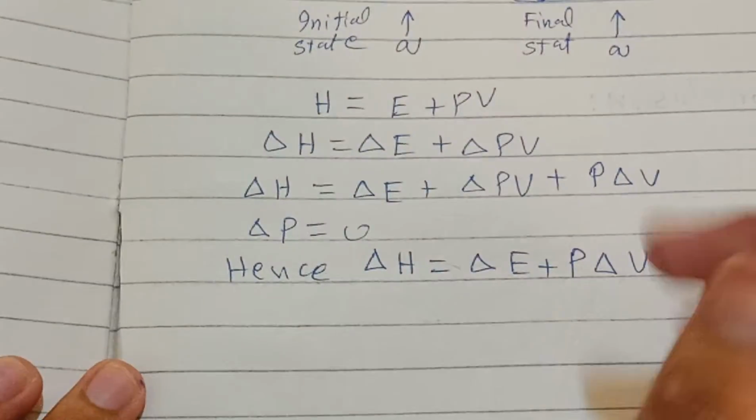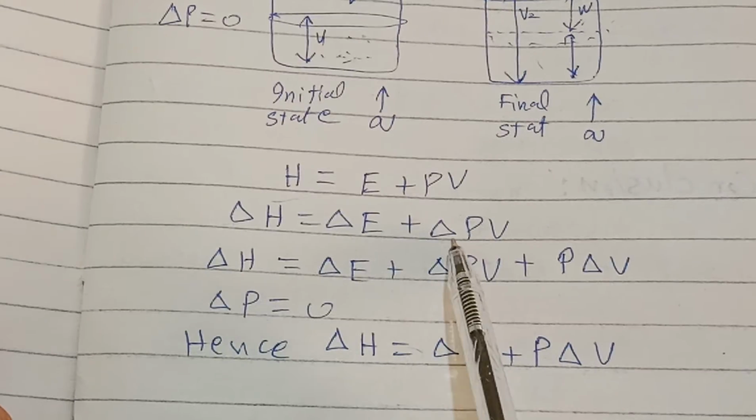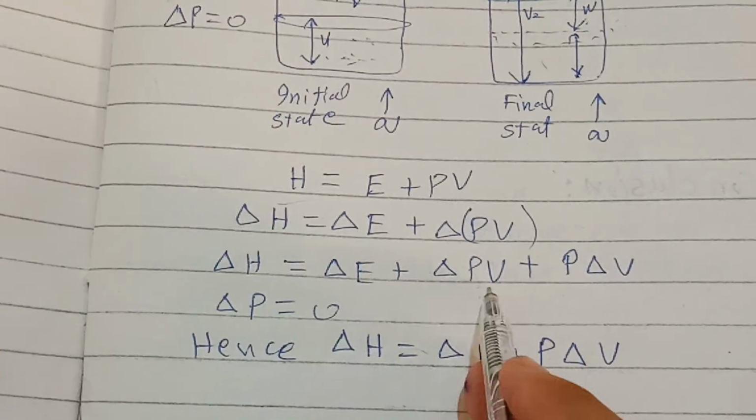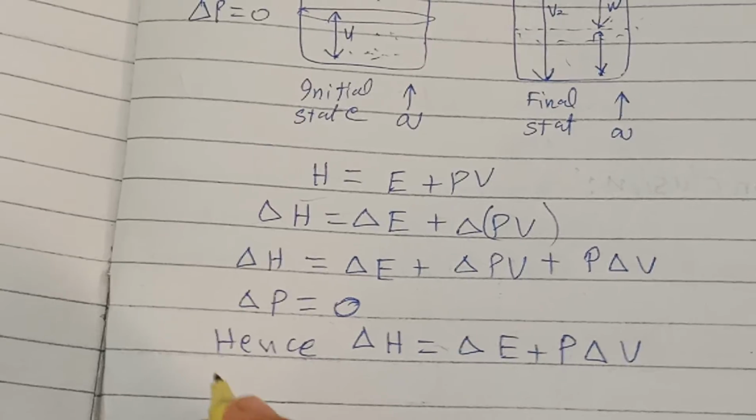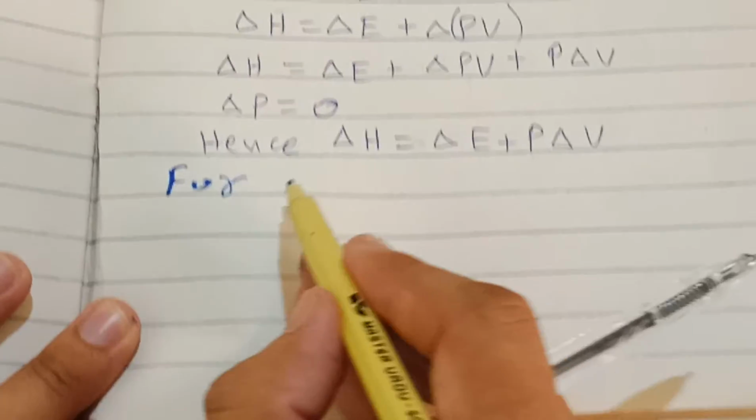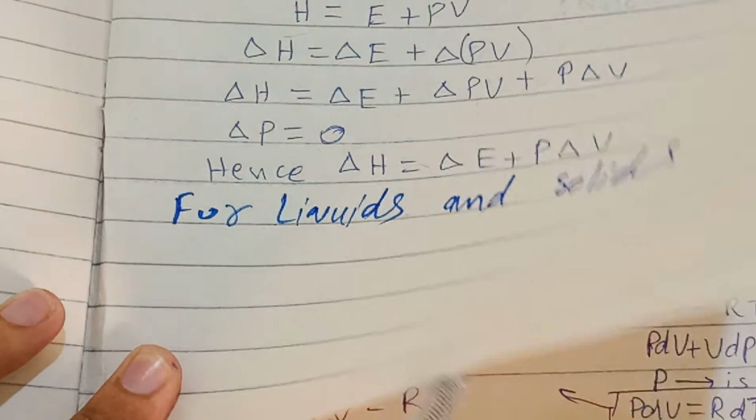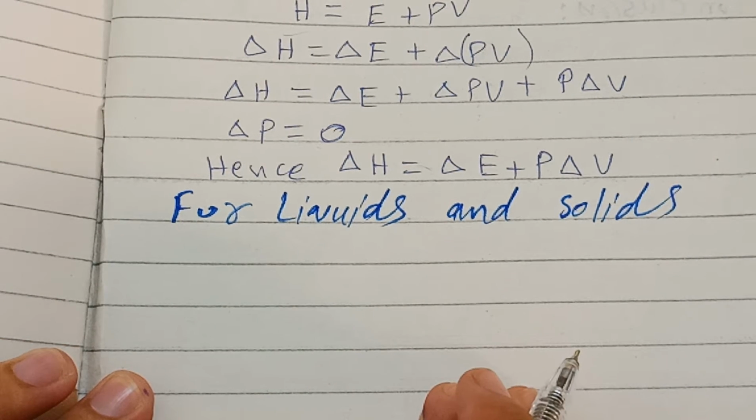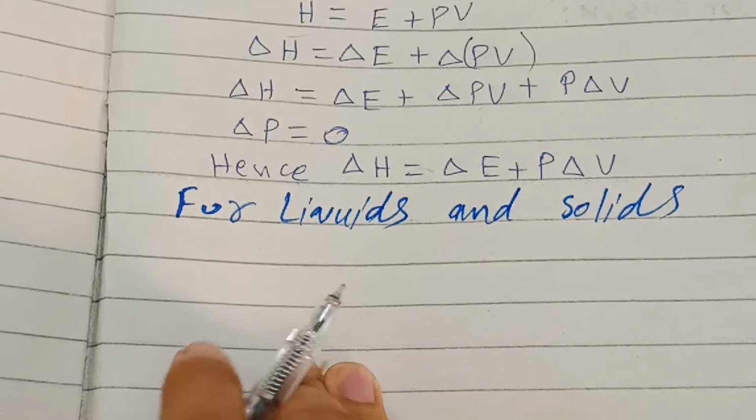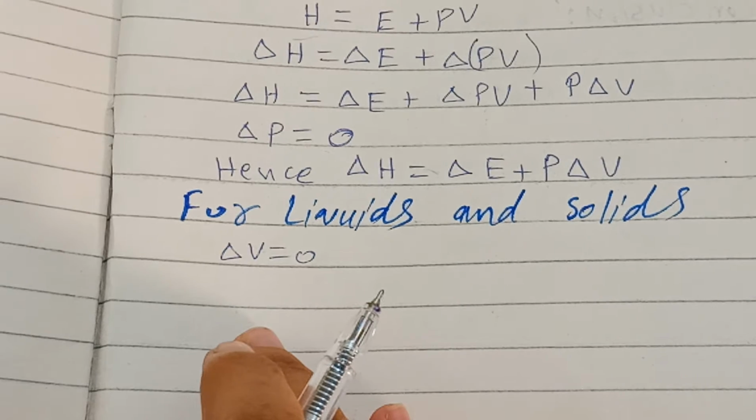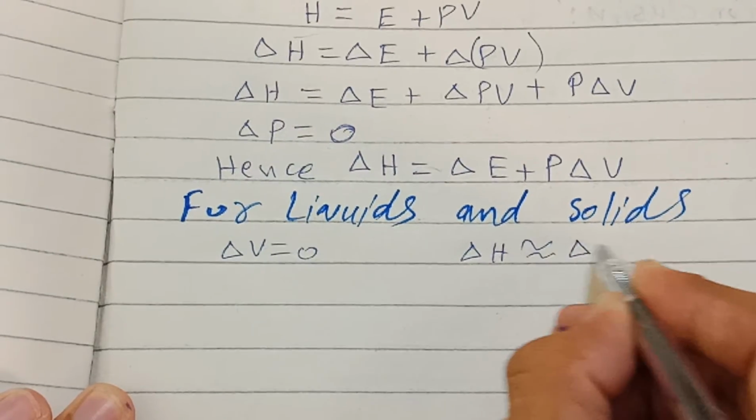For a gas enclosed in a cylinder, this is the enthalpy change, and when we take the derivative of PV, it becomes delta P V plus P delta V. At constant pressure, delta P is equal to zero, so the equation becomes this. For liquids and solids, the change in state does not cause significant volume change, meaning delta V is equal to zero. For such processes, delta E and delta H are approximately the same, meaning delta H is nearly equal to delta E.